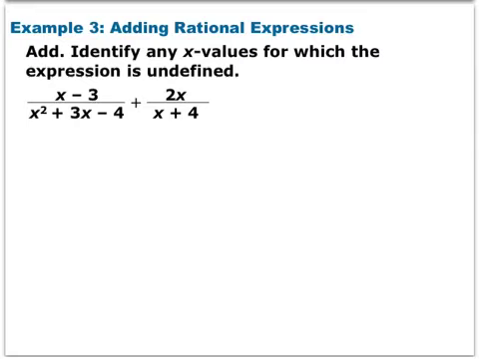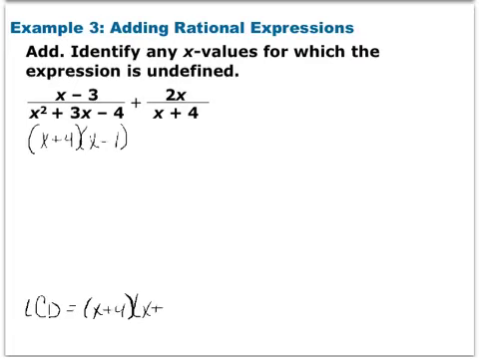All right, add. Identify any x values for which the expression is undefined. So let's break this up, factor it. I get x plus 4, x minus 1 on the bottom. So what is our least common denominator? In this first expression, I have an x plus 4 and an x minus 1. In the second expression, I have an x plus 4. So the least common denominator is x plus 4, x minus 1.